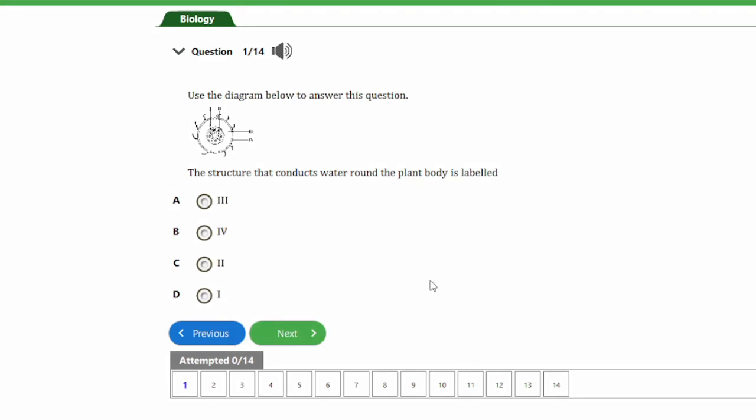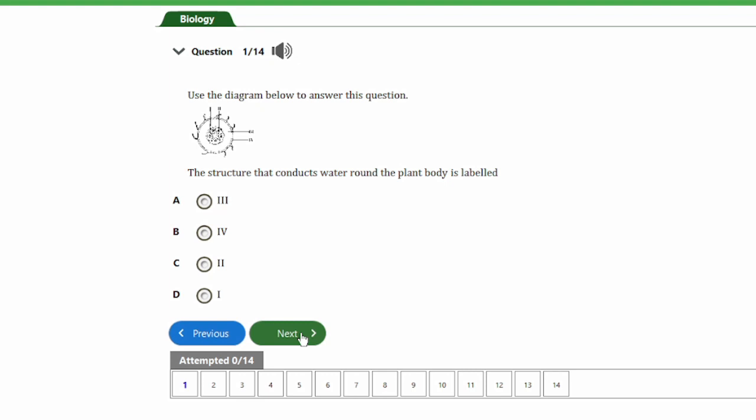In today's video on the JAMB Biology Exam Revision Series, we have 14 questions to answer on the topic internal structure of a flowering plant. Here in this video, we are going to consider the roots. So let's start with the first question. And we have a diagram here to work with.